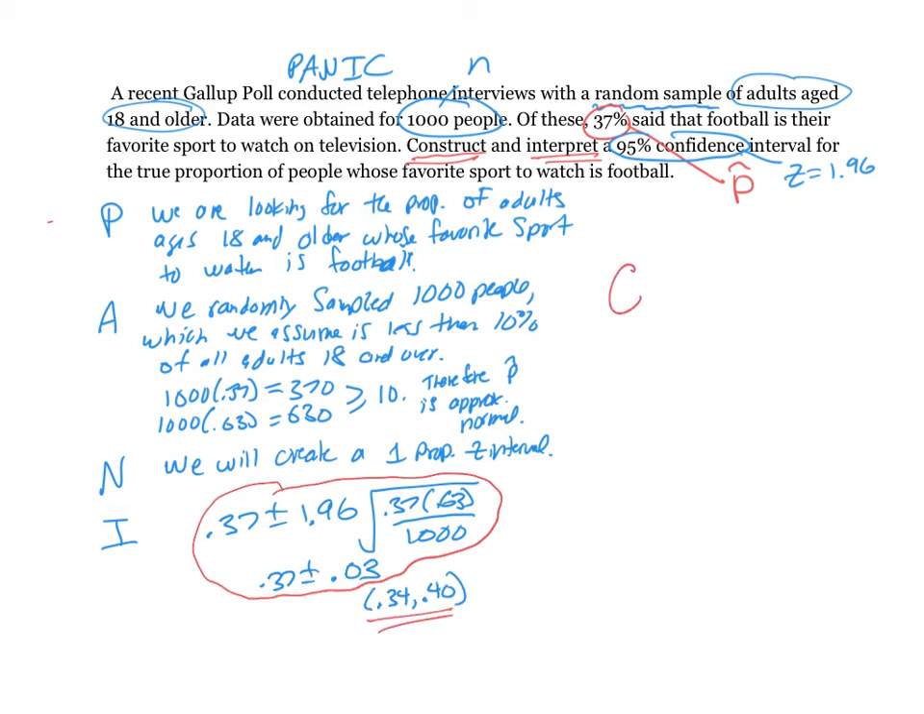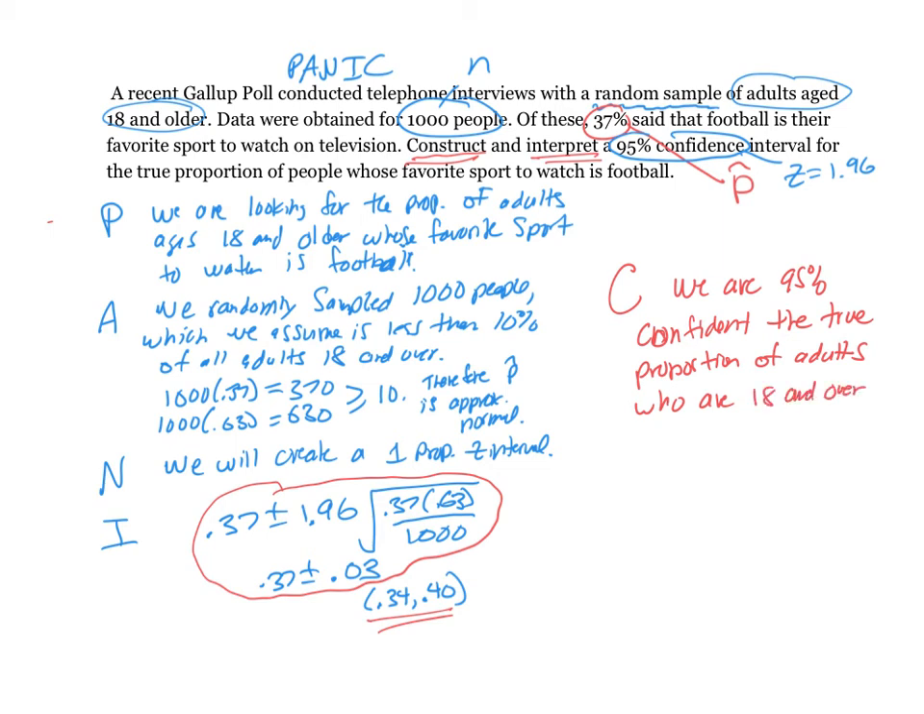But then the last part would be the conclusion, C, where we would say we are 95% confident the true proportion of adults who are 18 and over whose favorite sport is football is between 0.34 and 0.40. Okay, that would be the full correct confidence interval.